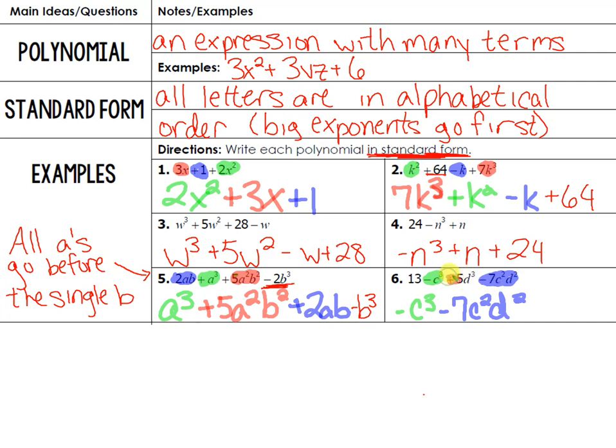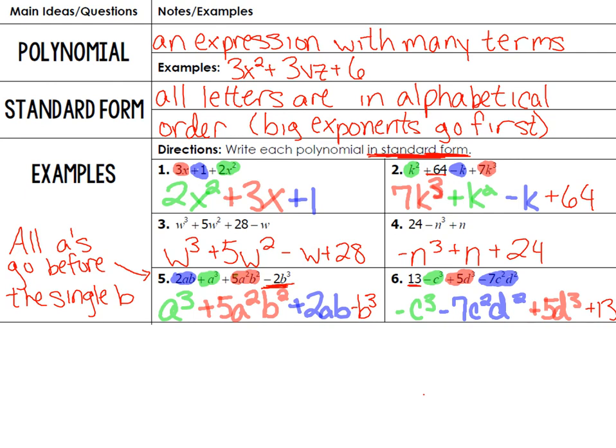So now I'm going to go to the next letter in the alphabet. Plus 5d cubed. And then we're going to finish out with this lonely 13. So that's what we're doing when we're writing things in standard form. We're putting them in alphabetical order. We want to make sure that our big exponents come first.